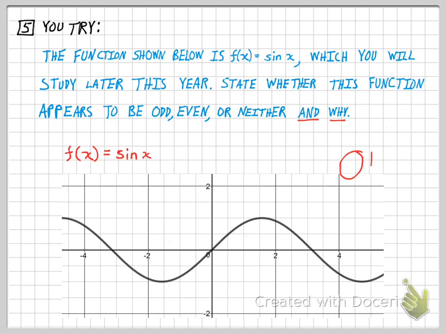Okay, hopefully you came up with odd. This graph is an odd function because it has that origin symmetry. If you imagine spinning it 180 degrees, this point would go to this point and vice versa, and the graph would be the same if you spun it 180 degrees.